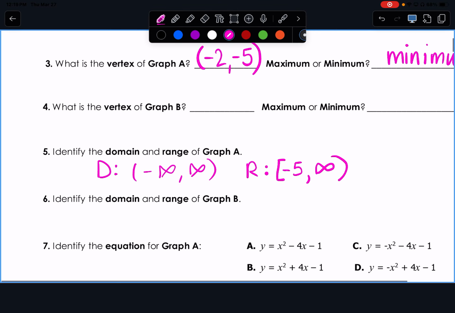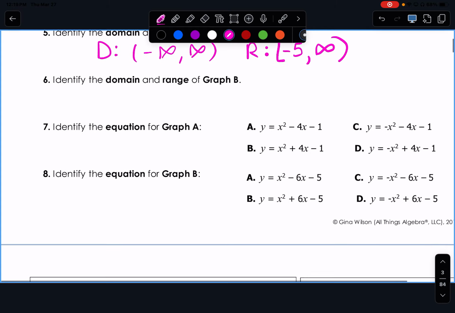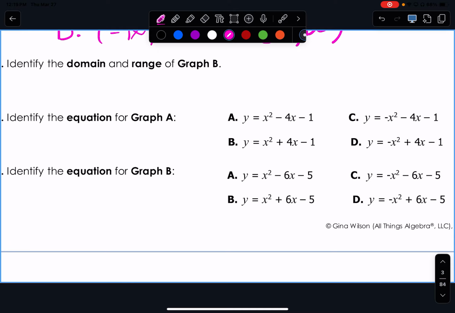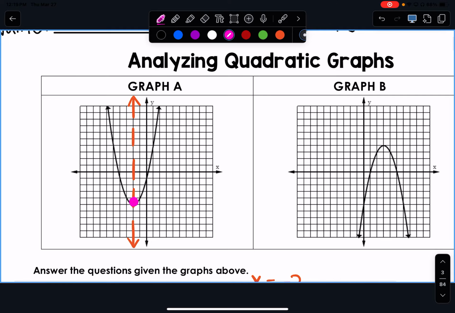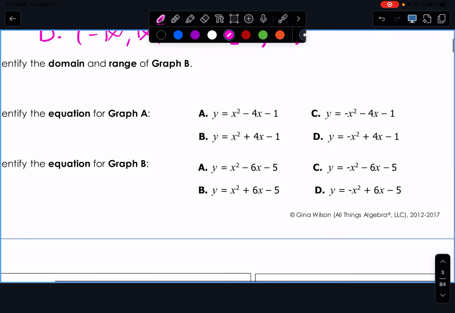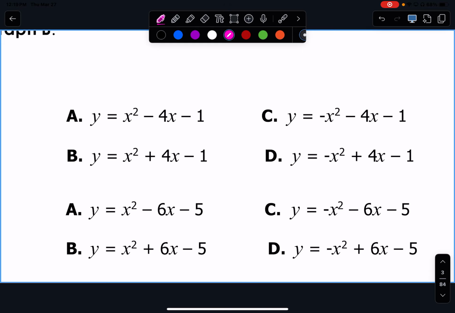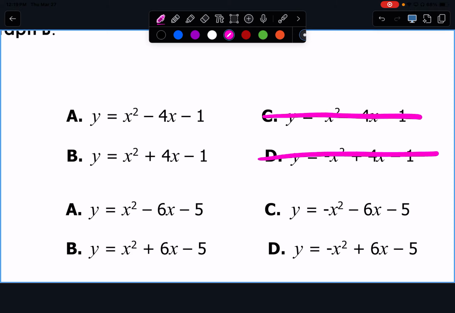All right, now we are going to talk about 7. So we have to figure out which of these equations works for number 7. So A, does A open up or open down? Up. Of the option choices A, B, C, and D, which ones allow it to open up? A and B. So it cannot be C and it cannot be D, because it opens the wrong direction.